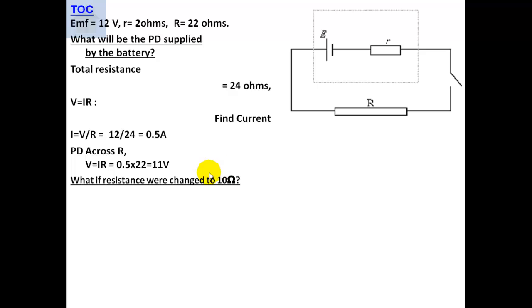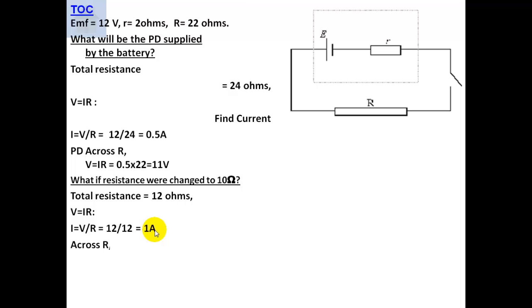What if the resistance were changed to 10 ohms instead? So this is a 10 ohm resistor. Well, let's find the total resistance again. It's going to be 12 ohms this time because this is 2 plus 10 ohms. So the next step is to find the current using V is equal to IR. I is equal to V over R. V is still 12 because that's the EMF supplied by the battery, divided by 12, which is the total resistance. So now we have a larger current, twice as much current, so it's a 1 amp current.